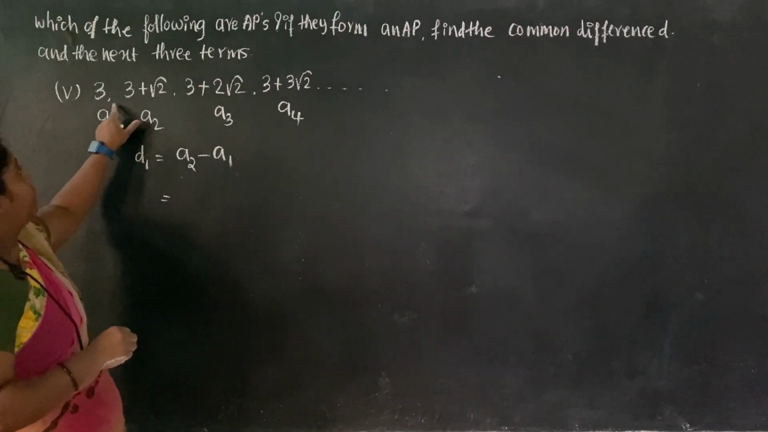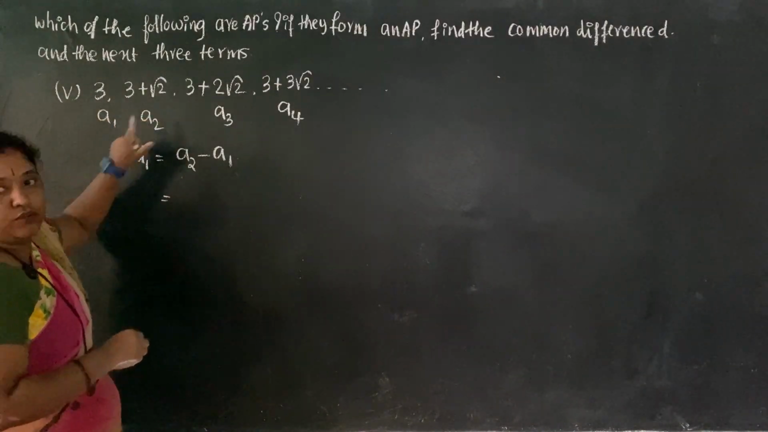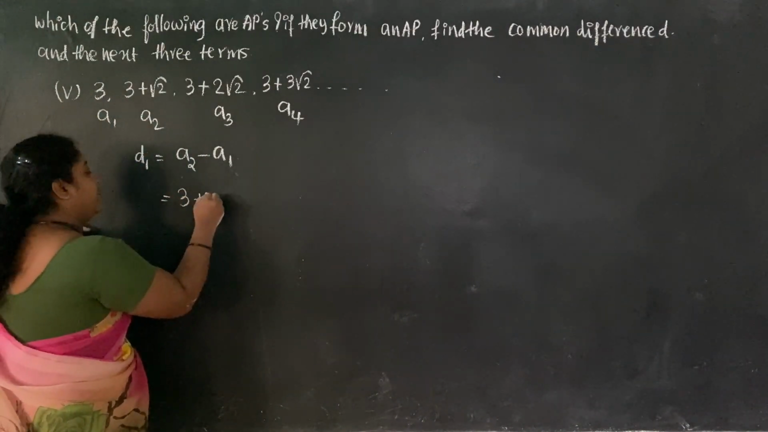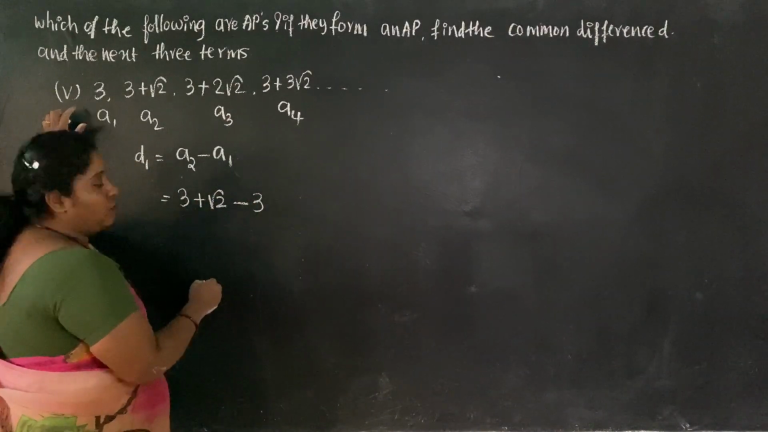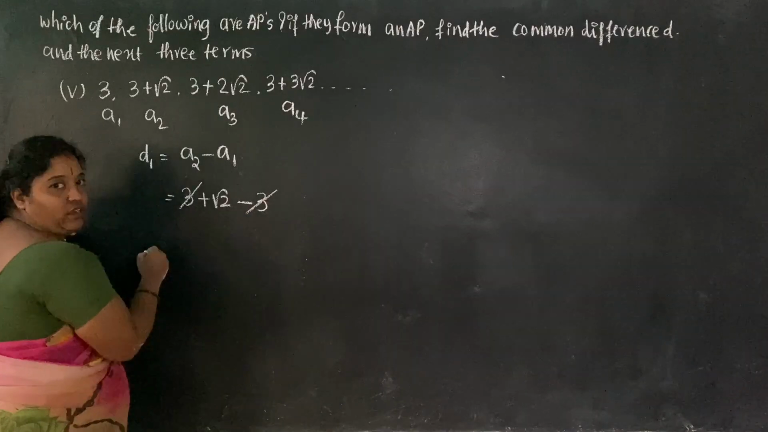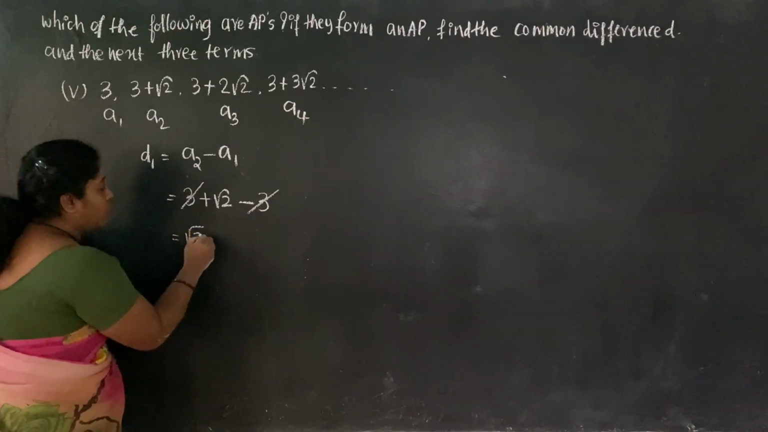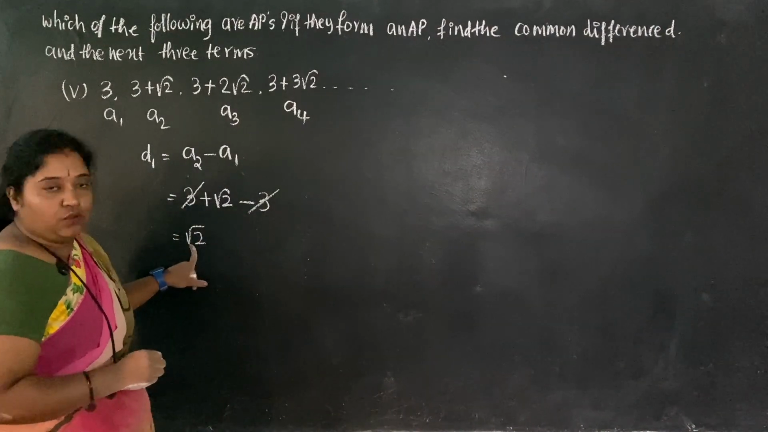D1 is equal to A2 minus A1. What is there in place of A2, dear? 3 plus root 2. So A2 is 3 plus root 2. And what is A1? I have 3. Yes or no? Plus 3 minus 3 got cancelled. I got here root 2. Okay, so D1 is root 2.